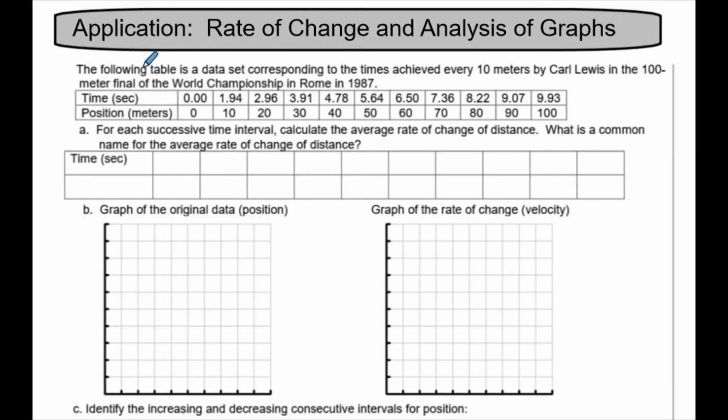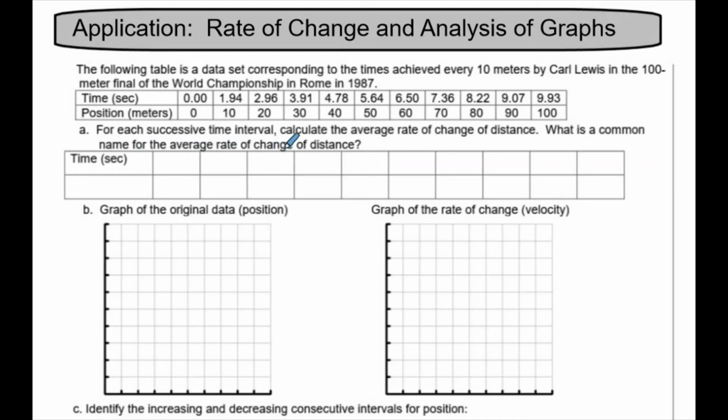All right, so let's take a look at what the problem is asking. The following data is a data set corresponding to the times achieved every 10 meters by Carl Lewis on the 100-meter final of the World Championship in Rome in 1987. So these values are given to you, and you're going to graph them here. And then for each successive time interval, calculate the average rate of change of the distance, and then what is a common name for the average rate of change of the distance?